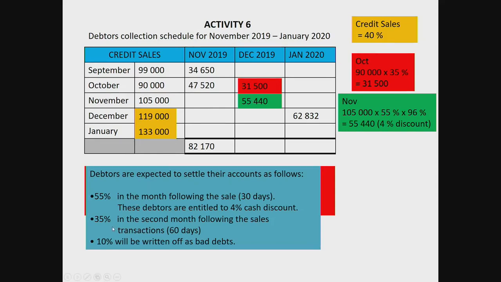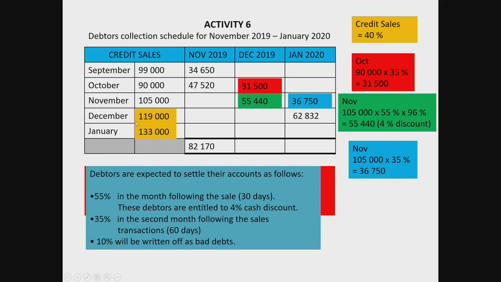And then 35% I will get in 2 months. So if I'm in November, I'm getting money in December and in January. So the January calculation will be, look at the November total, it's 105, and just multiply it by 35%. And then you place that there. Then again, we've exhausted the collection policy, so we don't calculate the 10%, because the 10% is also bad debts and it will never appear in the debtor's collection schedule.